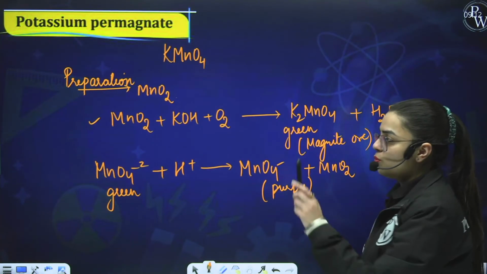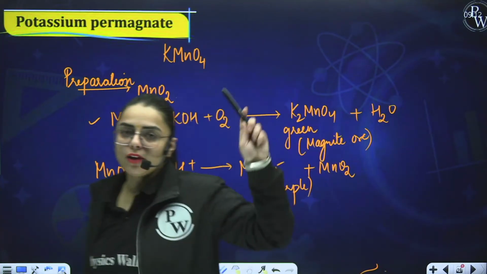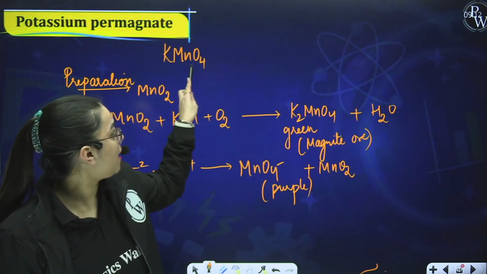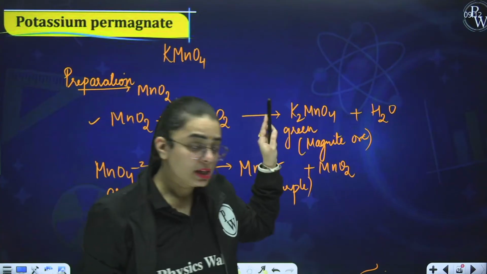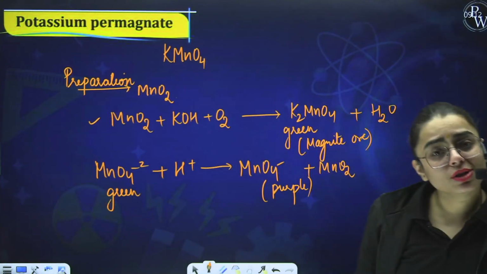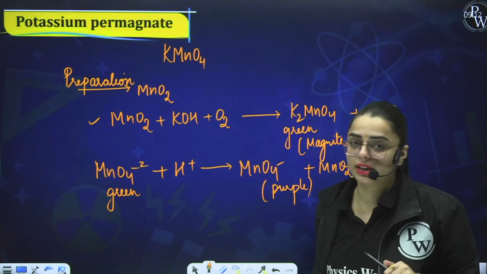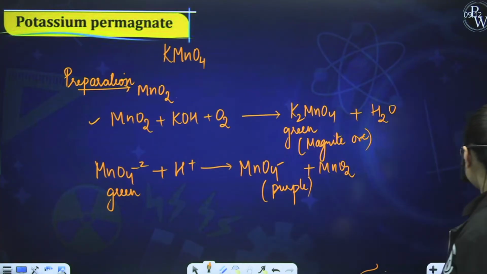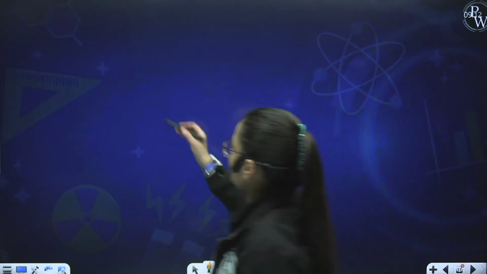Is it clear to you? What we have done is a two-step reaction. We have got our ion over here, that is MnO4 minus 1. Now you can also prepare it commercially, and you can also prepare it in the laboratory, right? So let me write the commercial and the laboratory reactions.